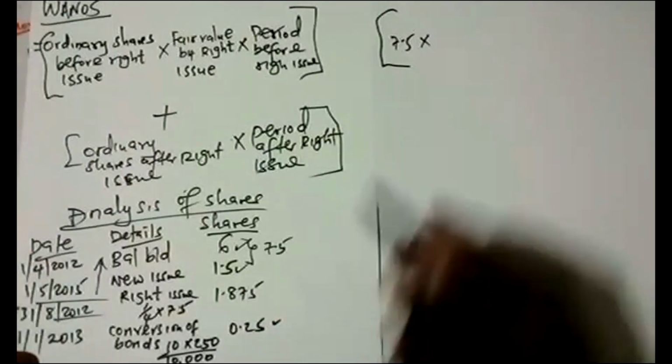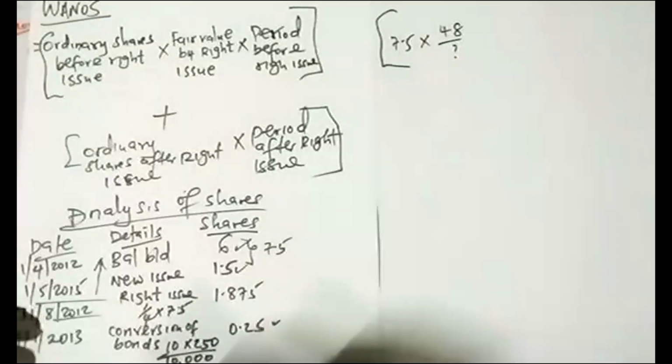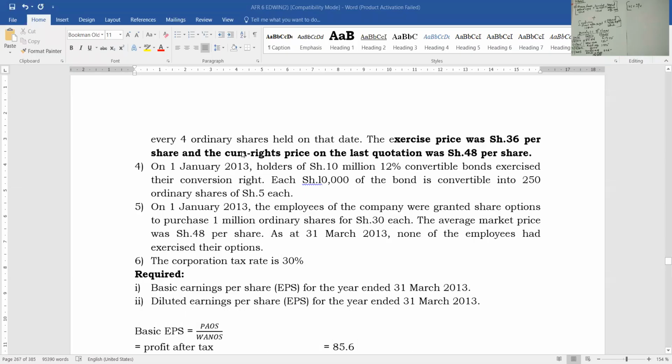Then the fair value was 48. You divide with the theoretical exercise price. This one, I will show you how to get it. Then you multiply with the period before. So the 48 is that price which was higher than the exercise price. They call it the cum-rights price on the last day of the quotation. That is how they called it for this question. So that is the fair value, and those prices, you just pick them directly from that statement whereby they mentioned this aspect of rights issue.